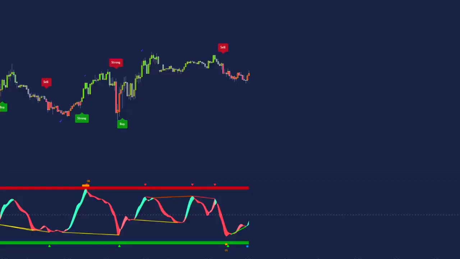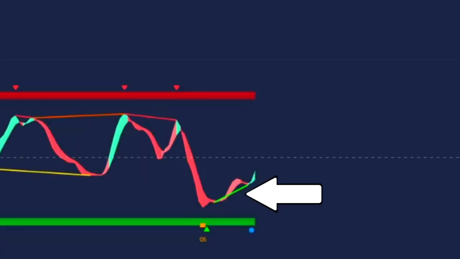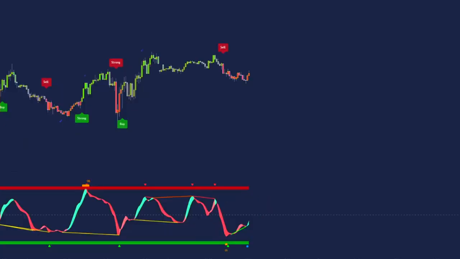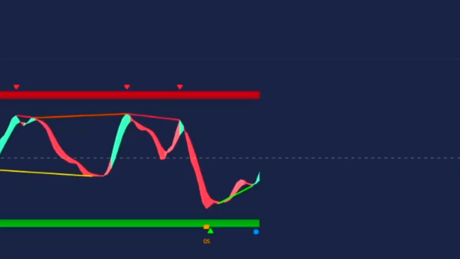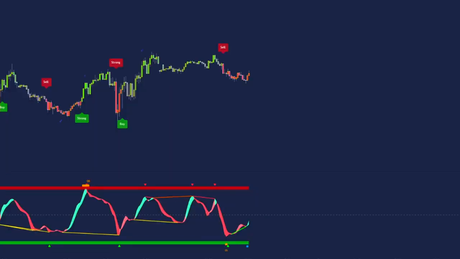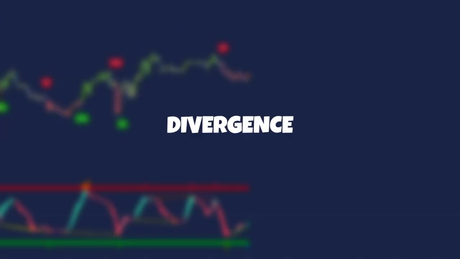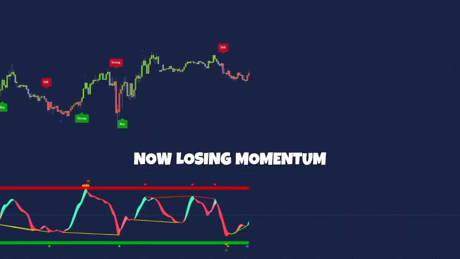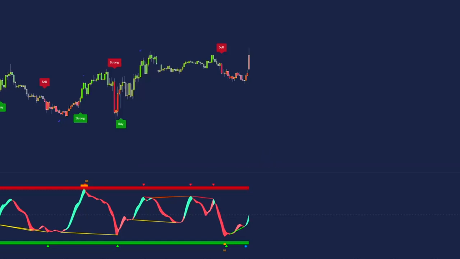You can see on the prime oscillator down here we have a green line that is drawn. This marks a divergence between the two peaks. You can see on the oscillator that the first peak is lower and the second peak is higher, but on price it is the exact opposite, with the first being higher and the second being lower. This is a clear indication of divergence, which means that the market is now losing momentum, and it is likely that we'll continue trading higher.